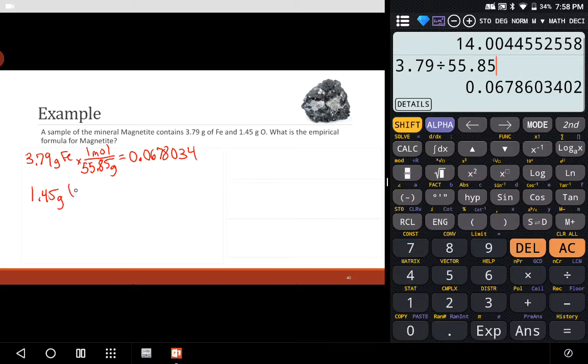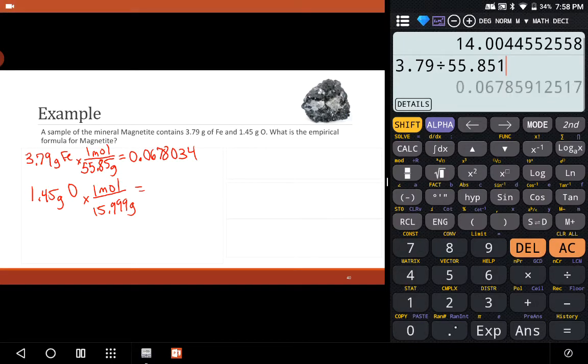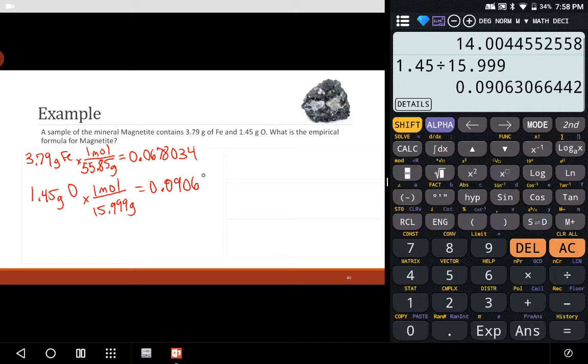1.45 grams of oxygen, and we've got to convert that into moles, and so that's 15.999 grams. What's funny is that if you use the same elements enough, you will actually memorize the molar masses, even though no one asked you to. It just happens, because you use the number too much. So that's 0.0906306. Okay, so these are really hideous subscripts.